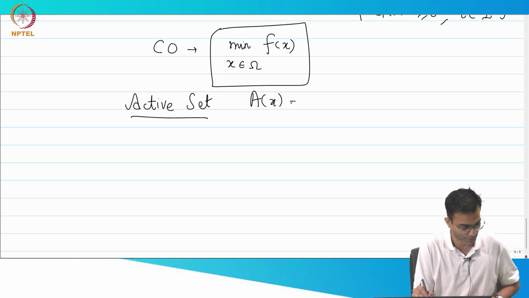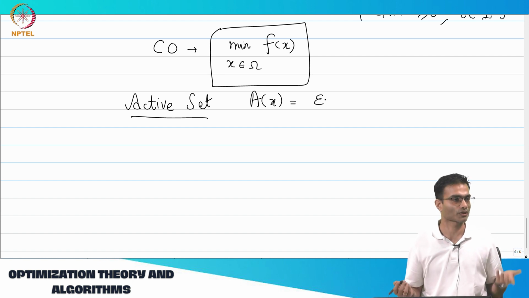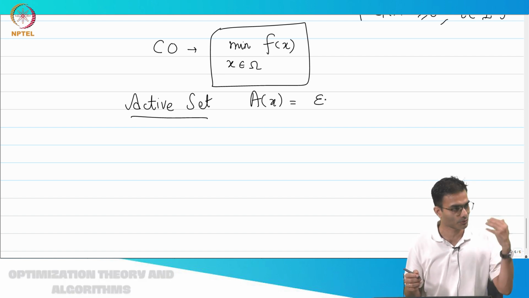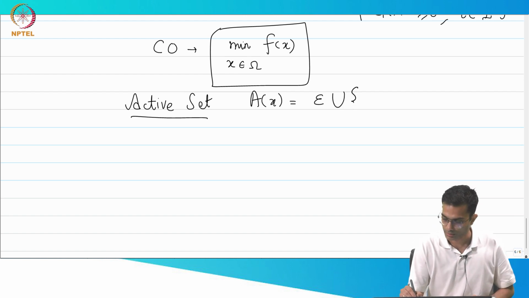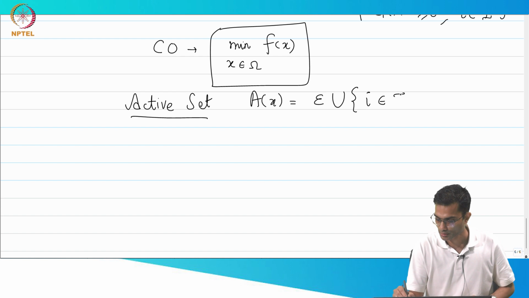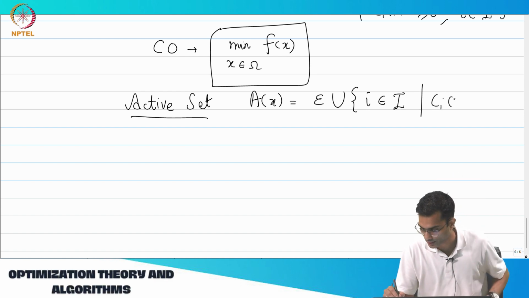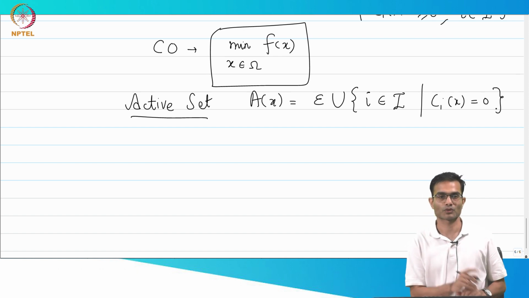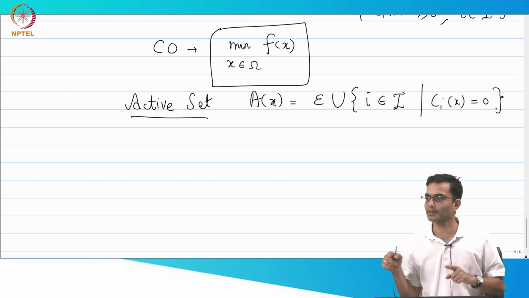Could have used some other words also. So inequalities are always active because they are always enforced. It's an equality, so you have to satisfy it. Okay. Union with those inequalities which are, quote unquote, active. So I belongs to the inequality set, which means Cix greater than or equal to 0.